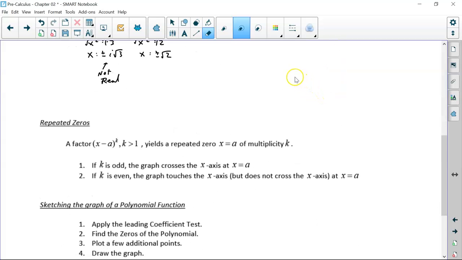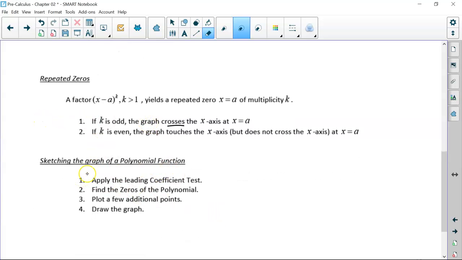So what happens with this multiplicity? When k is odd, like a multiplicity of 1, or cubed, or to the fifth, it's going to cross the x-axis at that point. When the multiplicity is even, whether it's squared or to the fourth, it's going to bounce at that point. It touches the x-axis and then bounces back down. It doesn't cross it, it just turns on the x-axis.